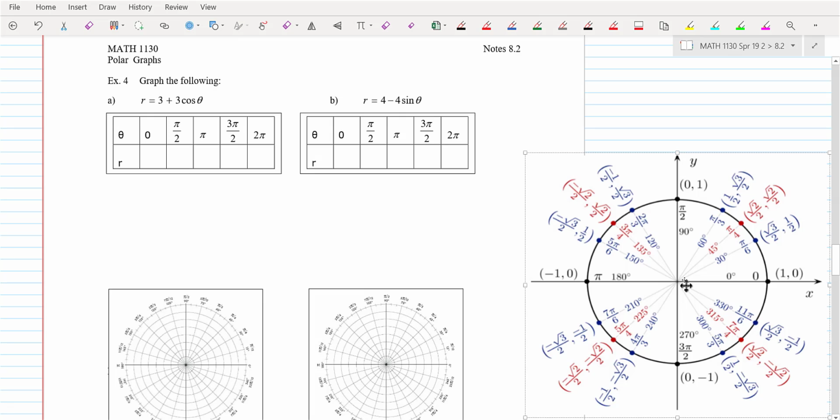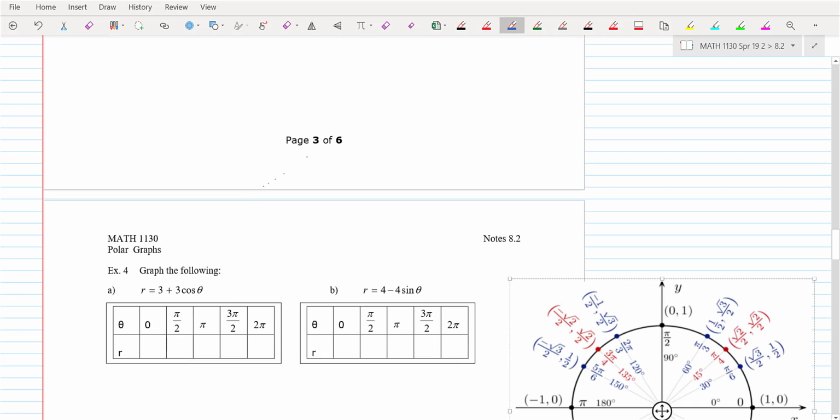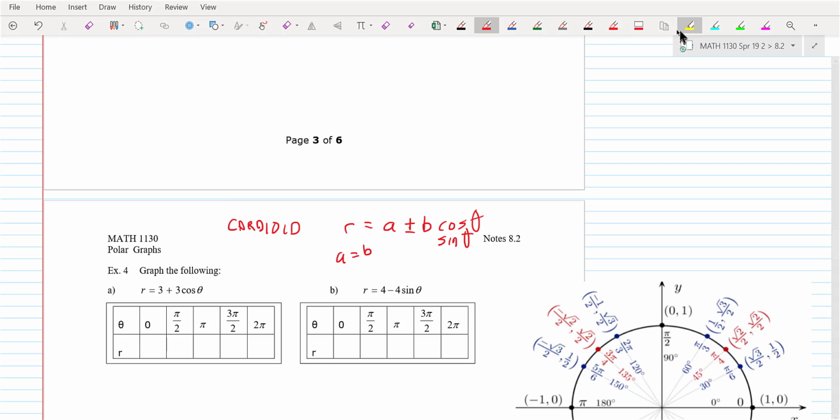So these right here, you want to know the cardioid. What we call a cardioid always looks like this. It's R equals A plus or minus B cosine theta, or you can have a sine theta. And the thing is, A and B turn out to be the same number. Now, they can be off by a negative or something. So 3, 3, 4, -4, that's what makes it a cardioid. Cardioid graphs look like a heart.